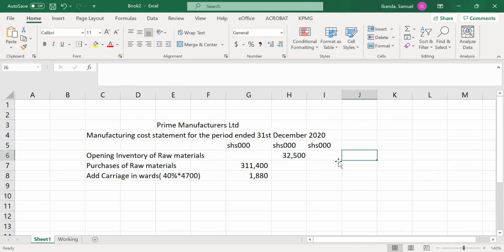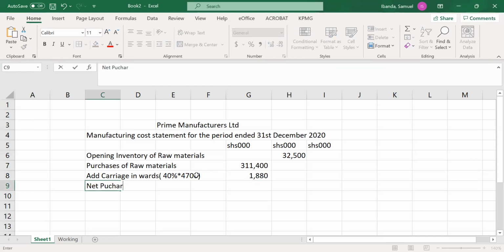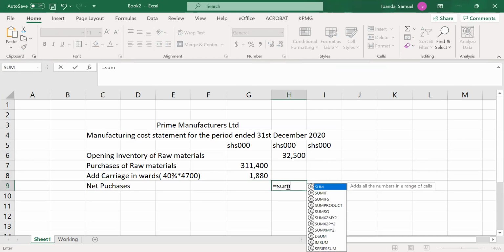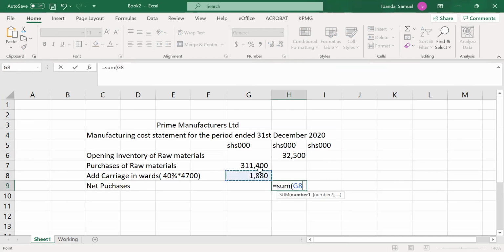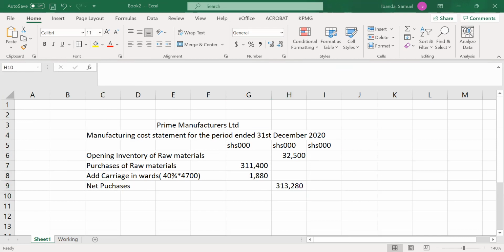Now, after you have done that, you now get your so-called net purchases. Basically your cumulative value of purchases, which you can call your net purchases, which is the summation of these two figures. That gives you 313,380. So these are the purchases that you're going to add to your opening inventory of raw materials.